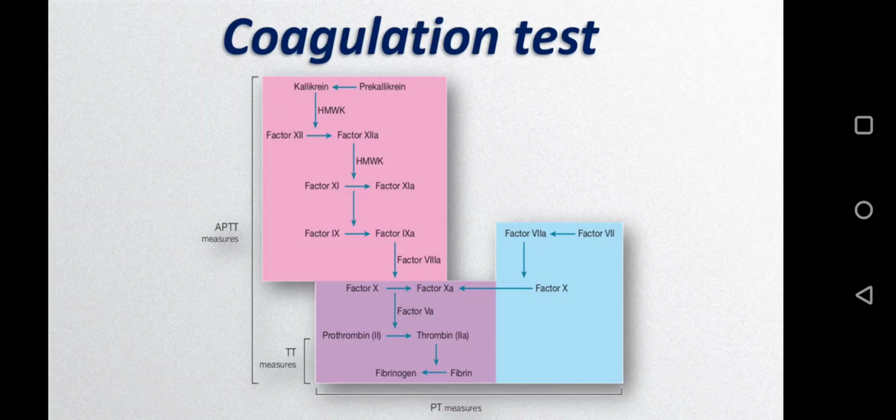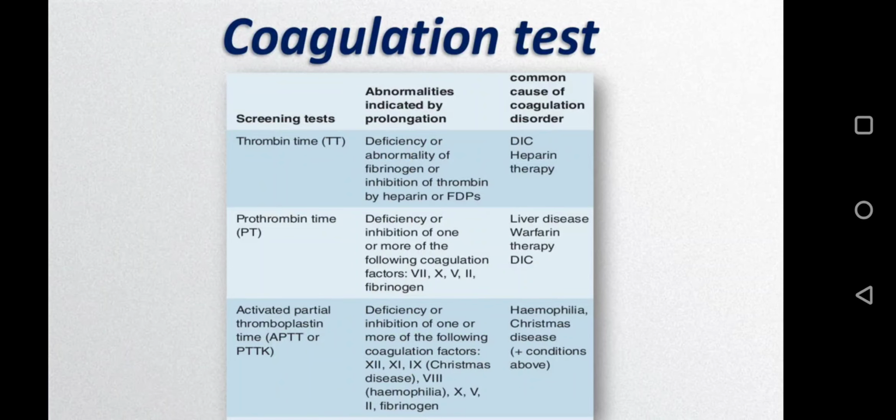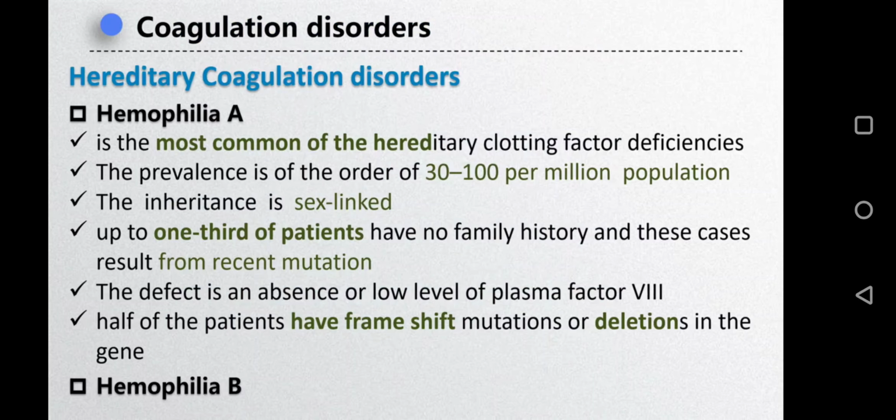The factor assay is expensive, so when the screening test is abnormal, we can choose the factors to test, then combine them with the clinical history and symptoms to make the diagnosis. This is the factor assay and the abnormal values for the diseases. Among coagulation disorders, we only talk about hemophilia A.